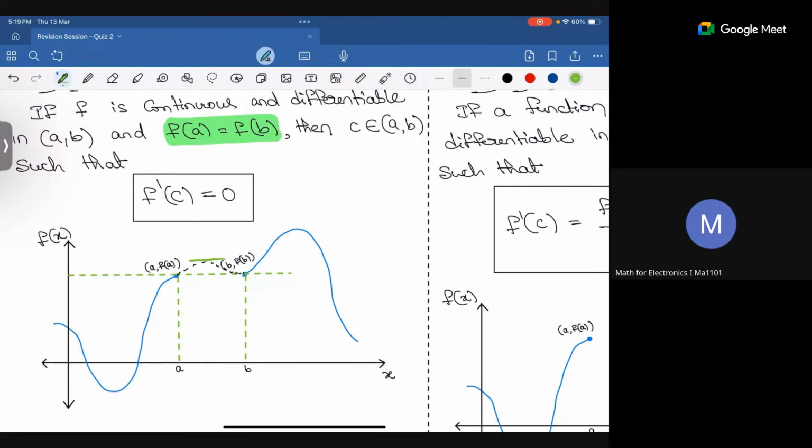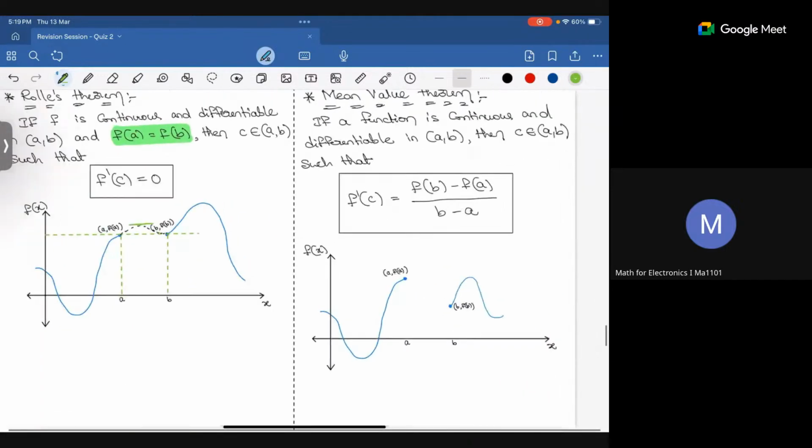And graphically it also makes sense, right? You know that f of A and f of B should be equal, so they have the same value. If you go above that value, you have to come back to that value. If you go below that value, you have to come back to that value again. So there should always exist a turning. That is what Rolle's theorem says.